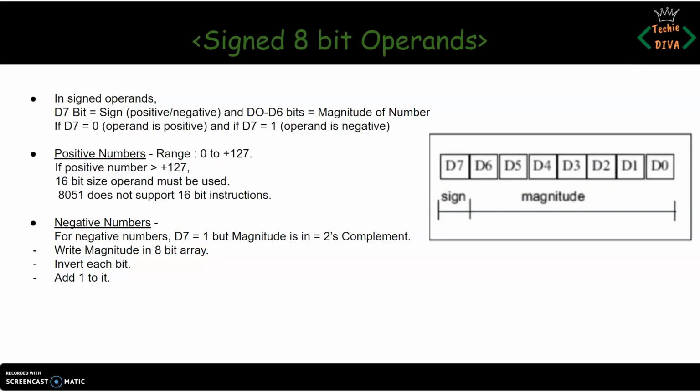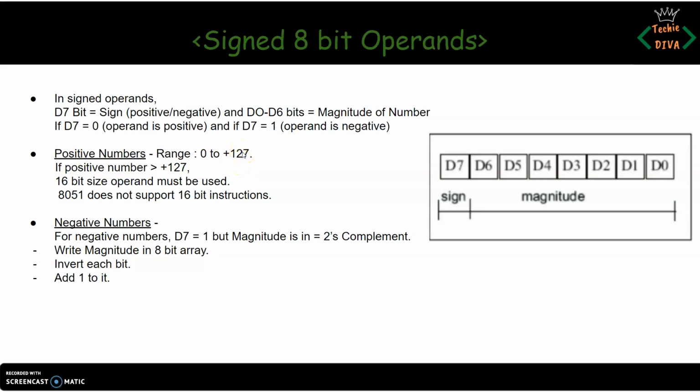So what are signed 8-bit operands? The thing we should keep in mind while performing signed bit operations is that the D7 bit indicates whether the number would be positive or negative, and the remaining bits from D0 to D6 indicate the magnitude of the number. If my D7 is 0, this means that my operand is positive, and if my D7 is 1, the operand is negative. Positive numbers are represented in the range of 0 to plus 127.